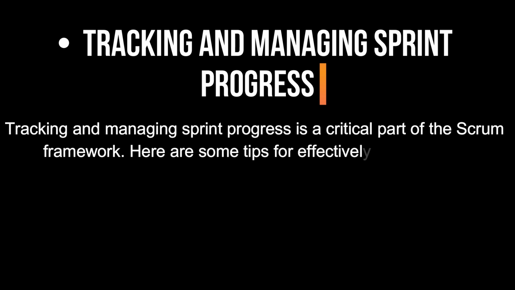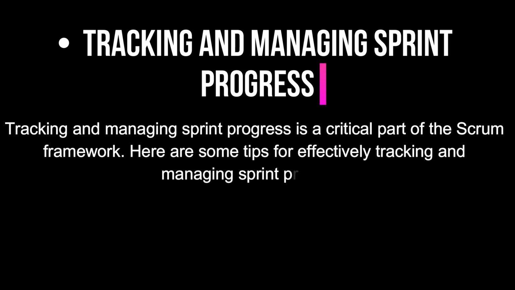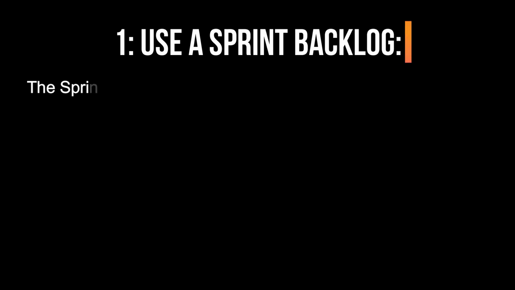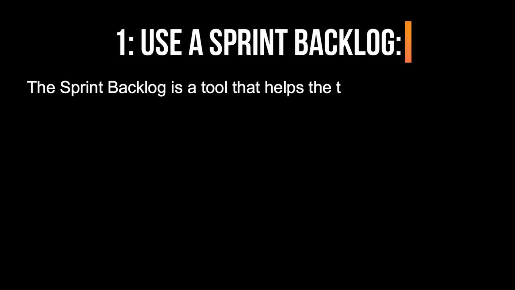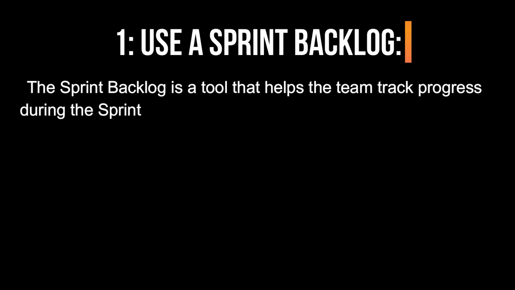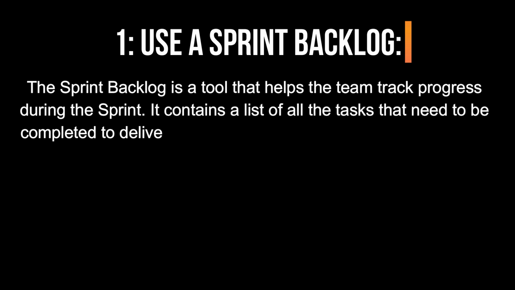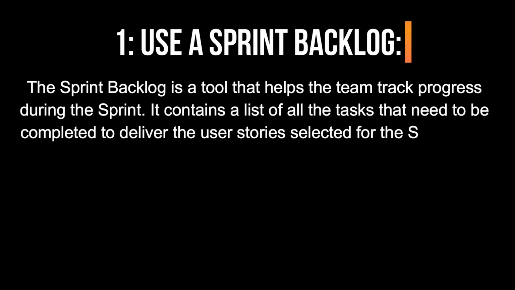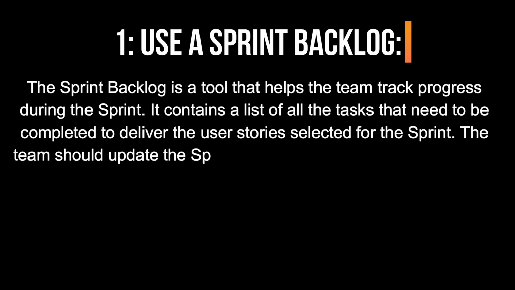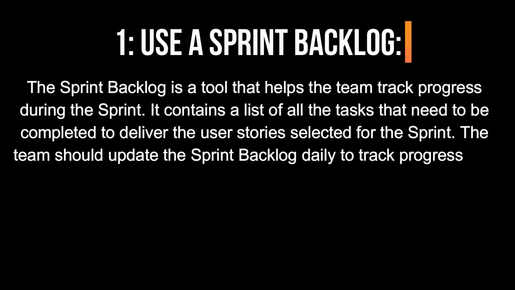Here are some tips for effectively tracking and managing sprint progress. 1. Use a sprint backlog. The sprint backlog is a tool that helps the team track progress during the sprint. It contains a list of all the tasks that need to be completed to deliver the user stories selected for the sprint. The team should update the sprint backlog daily to track progress and identify any issues or risks.